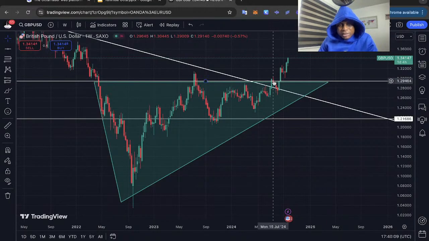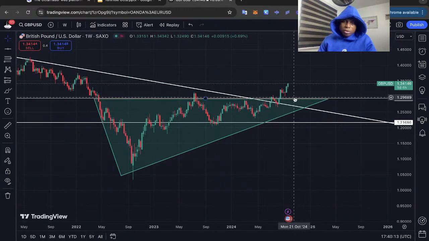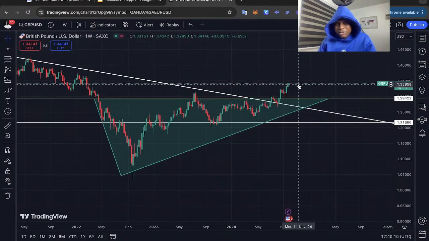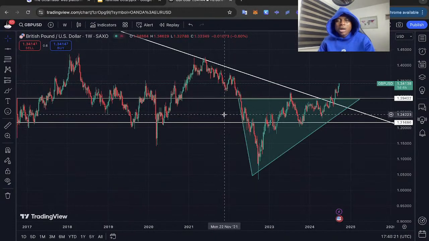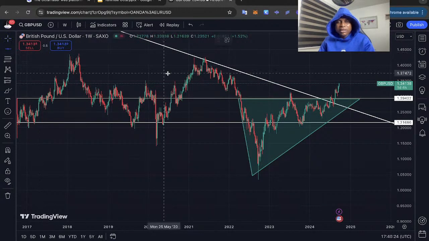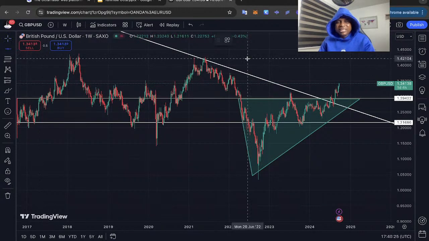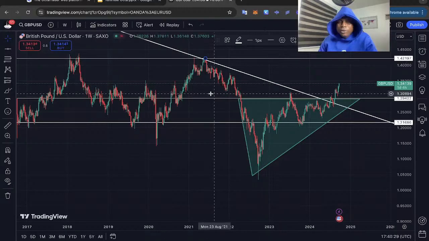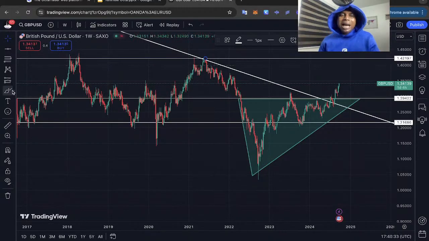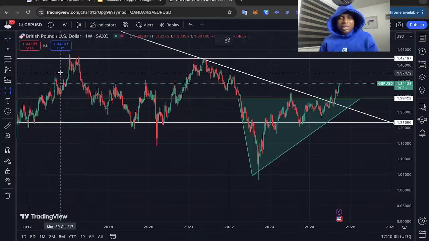So here we can see that the triangle has been broken, and the momentum for an uptrend is now set. So our next target level would be this next support zone. Why would it be this next support zone? Because you can see that price has previously gotten to that same level before and reversed.